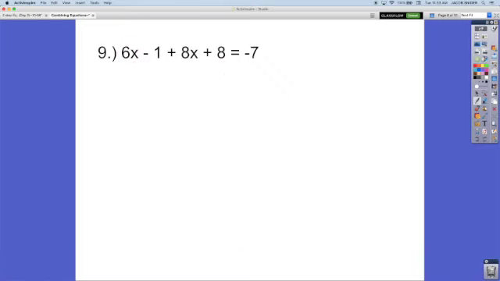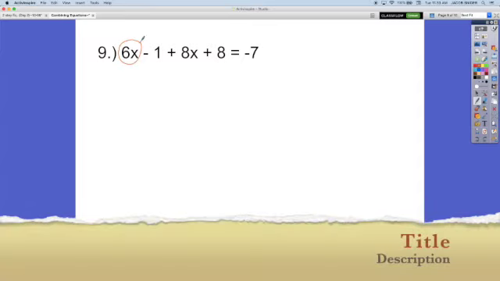I got a couple on your own. All right, let's do one more. Try this one out. Copy that for me. 6x minus 1 plus 8x plus 8. Okay, let's combine what looks alike. Here we go. 6x looks like plus 8x. 6 plus 8, I got 14x.